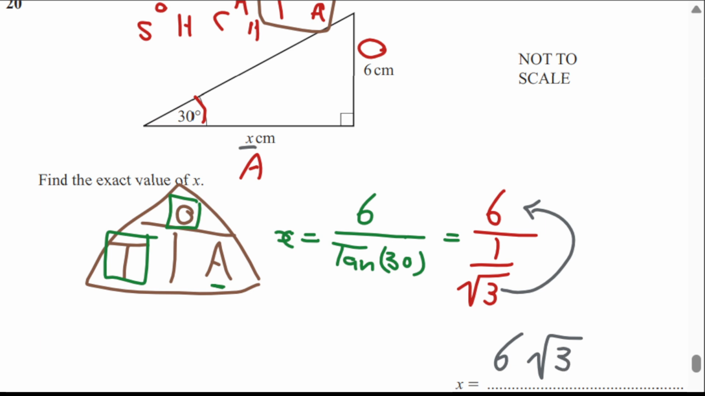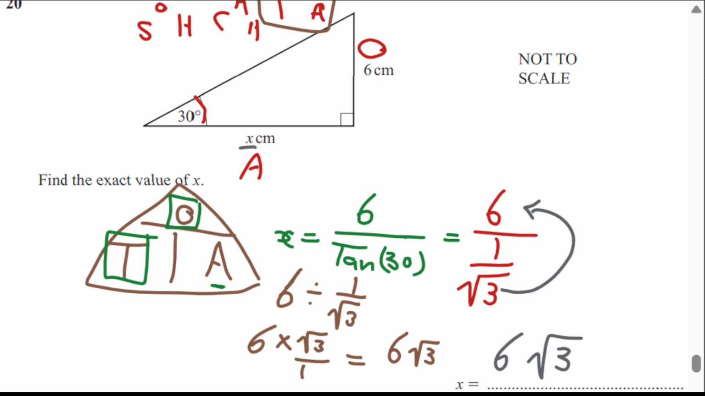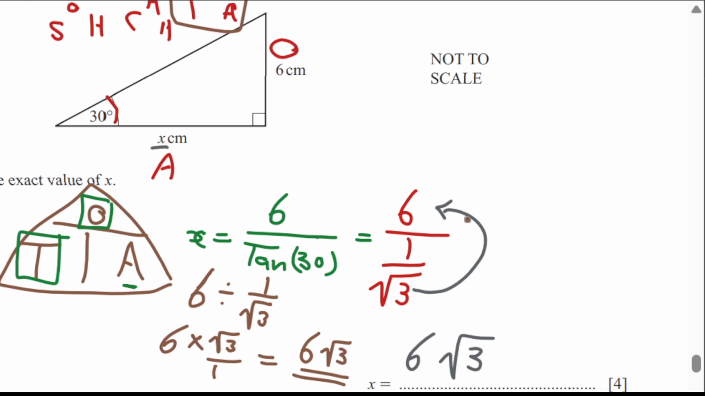If you don't want to memorize it, if you want to know why, so this is it. 6 divided by 1 over root 3, right? So do you remember the KCF? Keep, change, flip. So it's going to be like that, right? And then 6 times root 3. 6 root 3 divided by 1, which is nothing. So we just leave it like that.